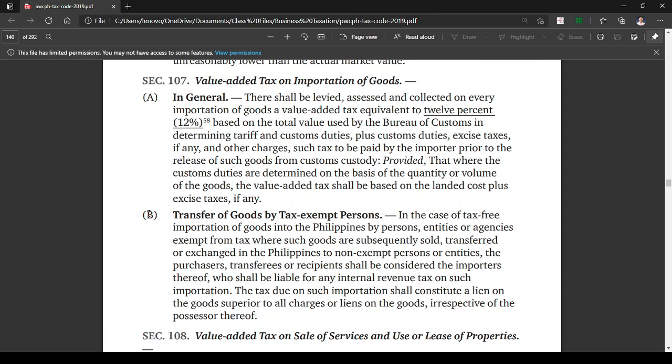From that, let's go to letter B. So, transfer of goods by tax-exempt persons.